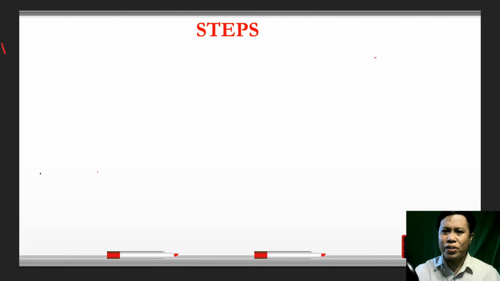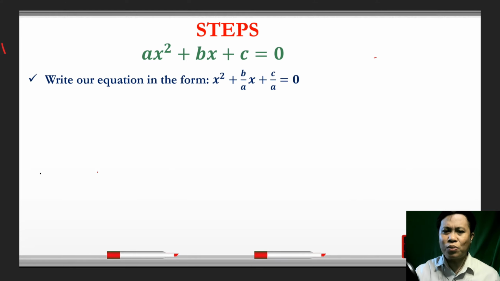Let us discuss first the step on how to solve quadratic equation based on the process introduced by Shen. I make my steps based on what I understand the process. The first one, we have to write the equation in x squared plus b over a of x plus c over a equals 0. So in other words, we are going to make the coefficient of x squared be equal to 1.